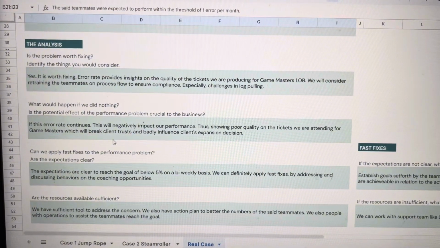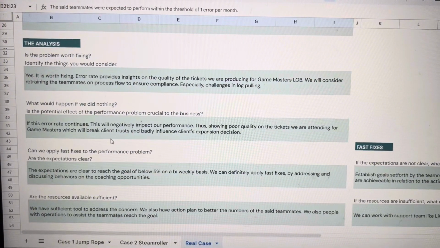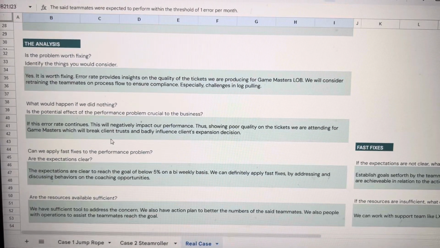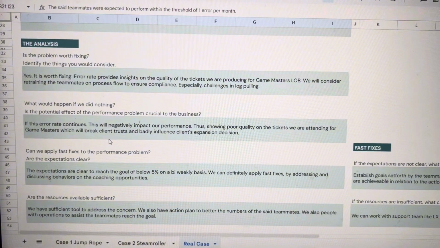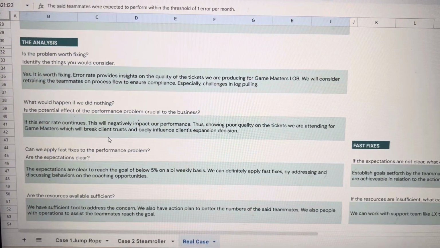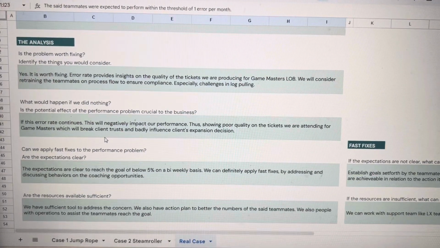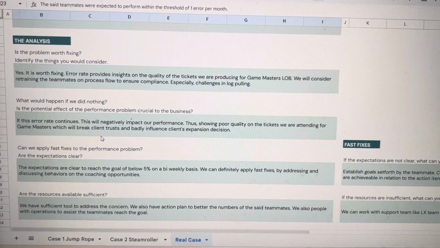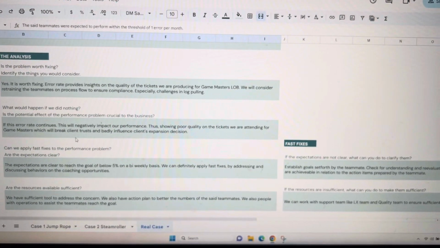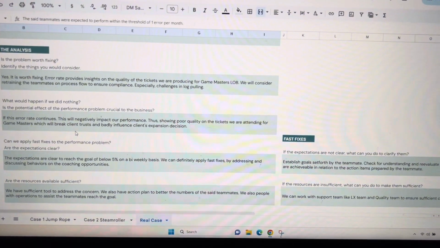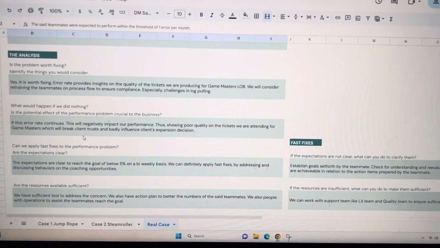So what would happen if we did nothing? Is the potential effect of the performance problem crucial to the business? So to answer that, if the error rate continues, this will negatively impact our performance, thus showing poor quality in the tickets we are attending for Game Masters, which will break client trust definitely and badly influence the client's expansion decision, because we are about to expand for Game Masters, so we would want to get the extra headcount for the LOB. So can we apply fast fixes to the performance problem?